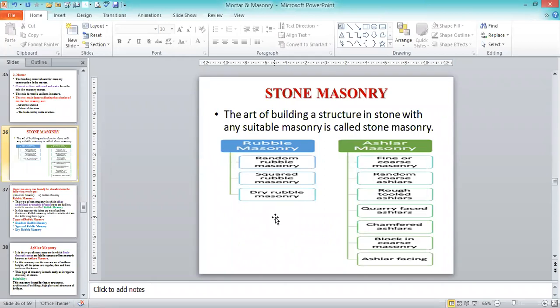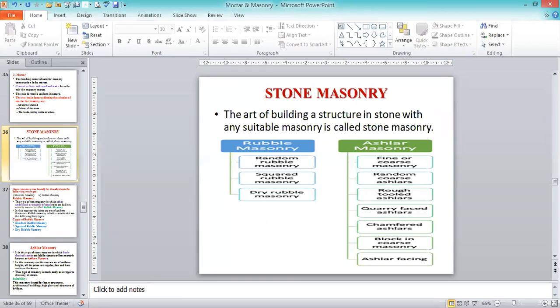Rubble masonry is going to be classified into random rubble masonry, square rubble masonry, and dry rubble masonry. Similarly, ashlar masonry is going to be called fine, random coarse or rough tool, quarry faced, and chamfered. So these are the different types of ashlar masonry and rubble masonry. First we will go one by one. What is meant by rubble masonry and what are the various classifications in rubble masonry?